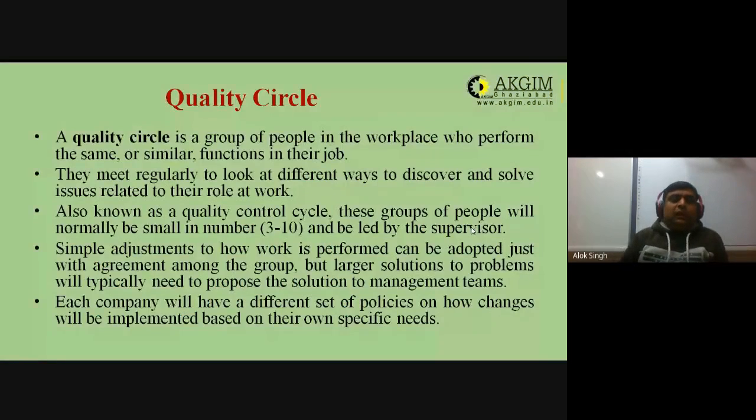So what is a quality circle? Basically, a quality circle is a group of people in the workplace who perform the same or similar functions in their job. Suppose some people are working in the procurement department, some in the quality department, some in the assembling department, and some in the manufacturing department. If you want to draft a quality circle, generally it consists of persons from 3 to 12, or 15 maximum. So that is basically a quality circle.